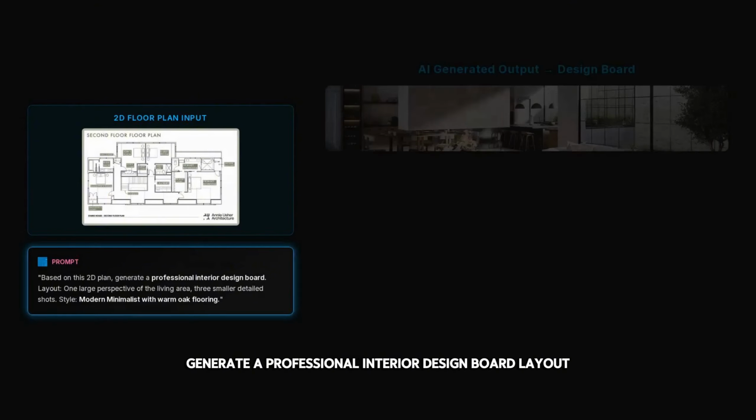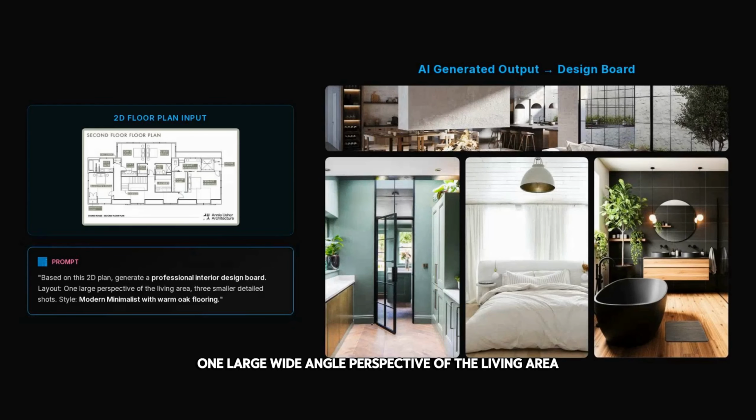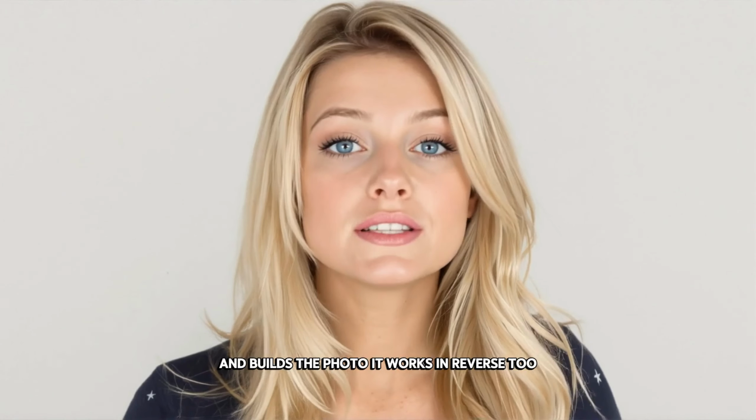Upload a 2D floor plan. Prompt: "Based on this 2D plan, generate a professional interior design board. Layout: 1 large wide-angle perspective of the living area, and 3 smaller detailed shots. Style: modern minimalist with warm oak flooring." It reads the walls, windows, and furniture placement from the lines and builds the photo. It works in reverse too.